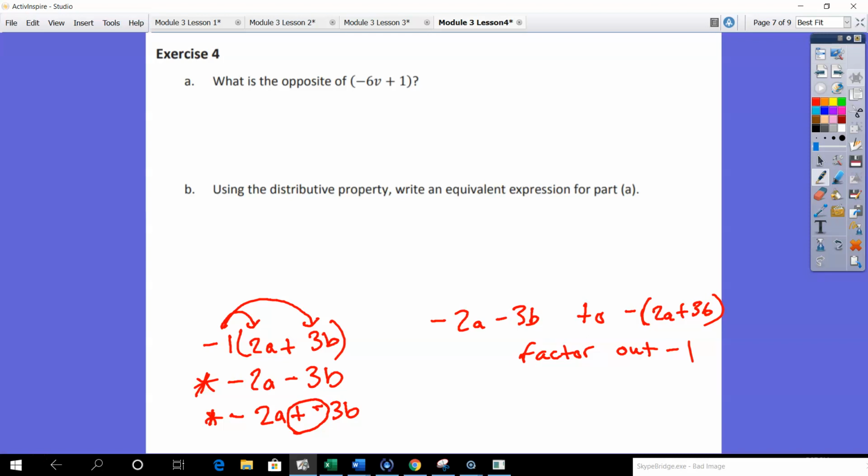Okay. So what is the opposite of -6v plus 1? Negative v plus 1 would be the opposite. We just put the negative sign on the outside like we were talking about in this part that you didn't really have in your notes, but you should have been writing somewhere on a loose leaf sheet of paper or blank area.